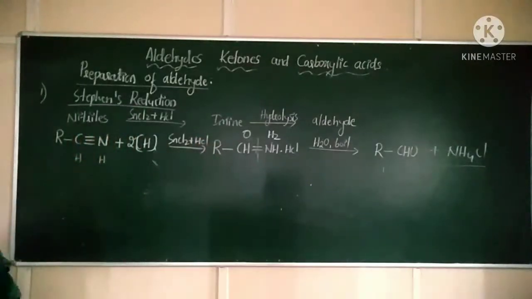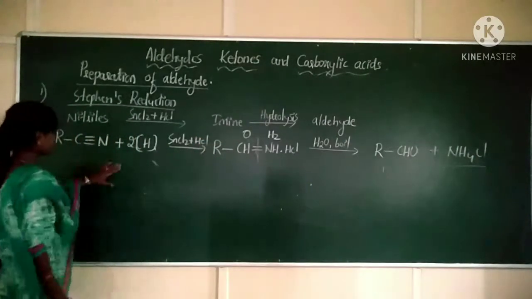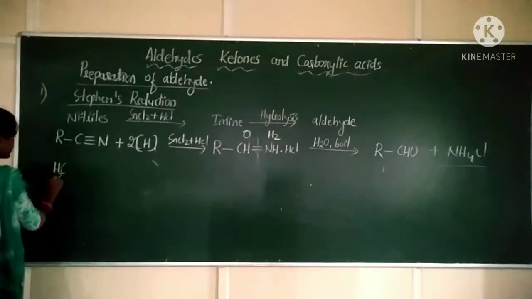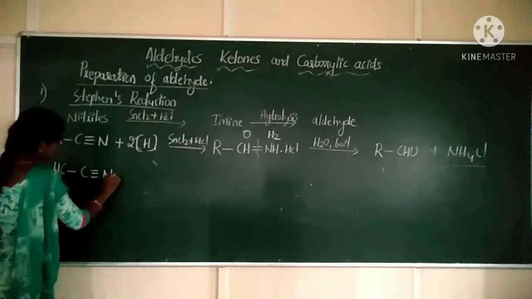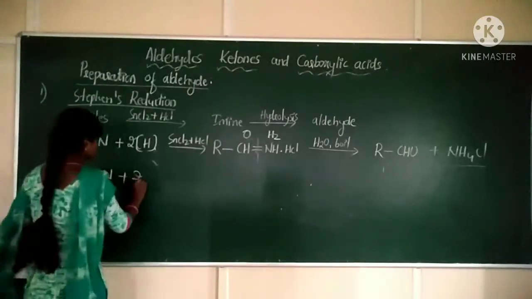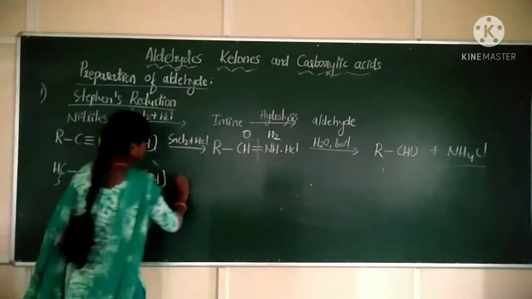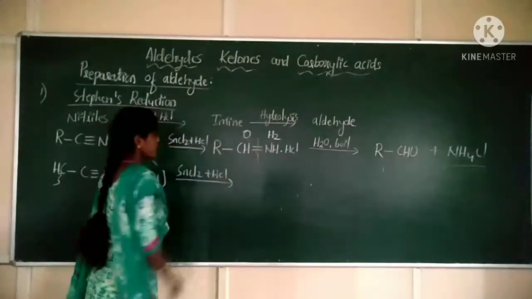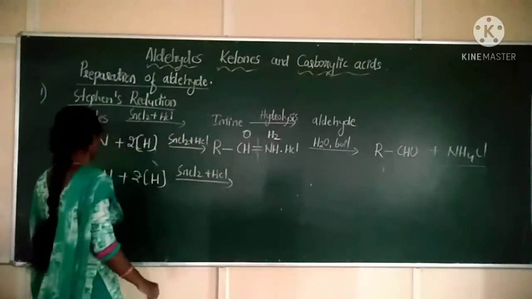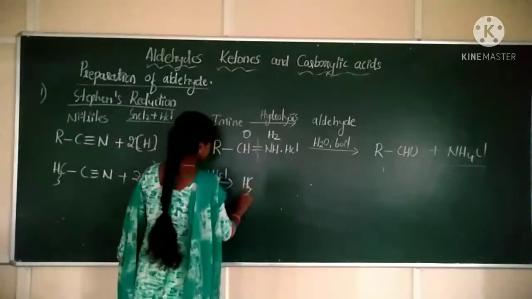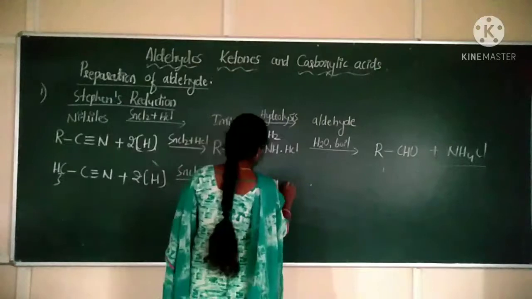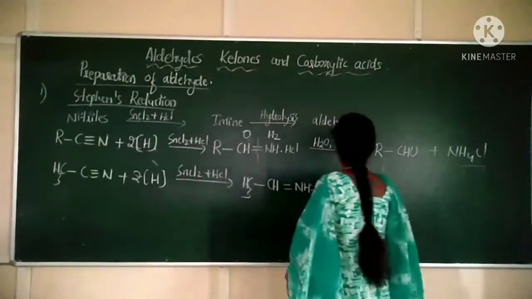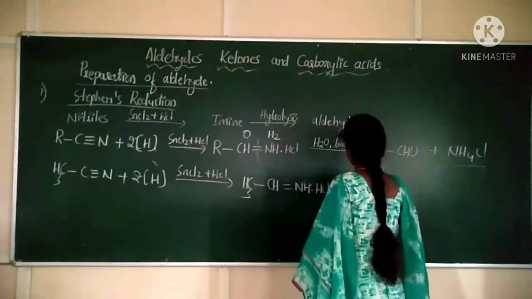Next, write an example for it. In place of R, take any alkyl, CH3. CH3, C triple bond N plus two hydrogens, SnCl2 plus HCl. Now, in place of R, substitute CH3. CH3 CH double bond NH, HCl. Correct? Plus hydrolysis.